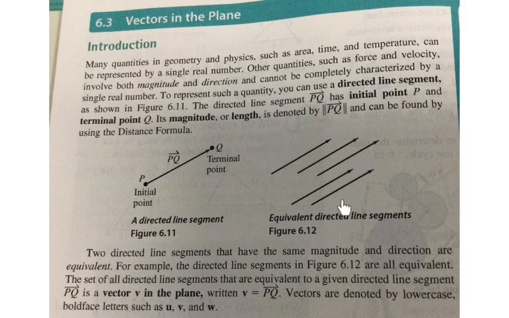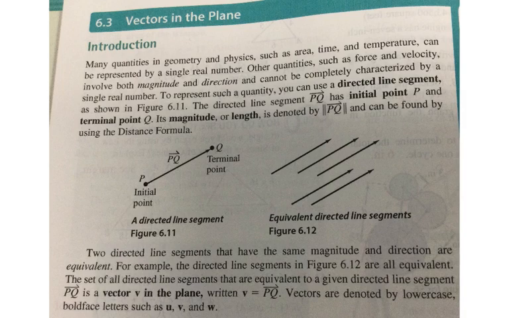So when we look at all of these rays, do they all look the same? Well, they look like they start in different places. But it turns out their magnitude, which would be the length of the ray, and the direction that they're facing are all the same. So if they have the same magnitude and the same direction, they are the same vector. They are equivalent vectors. So two directed line segments that have the same magnitude and direction are called equivalent. For example, the directed line segments in figure 6.12 are all equivalent.